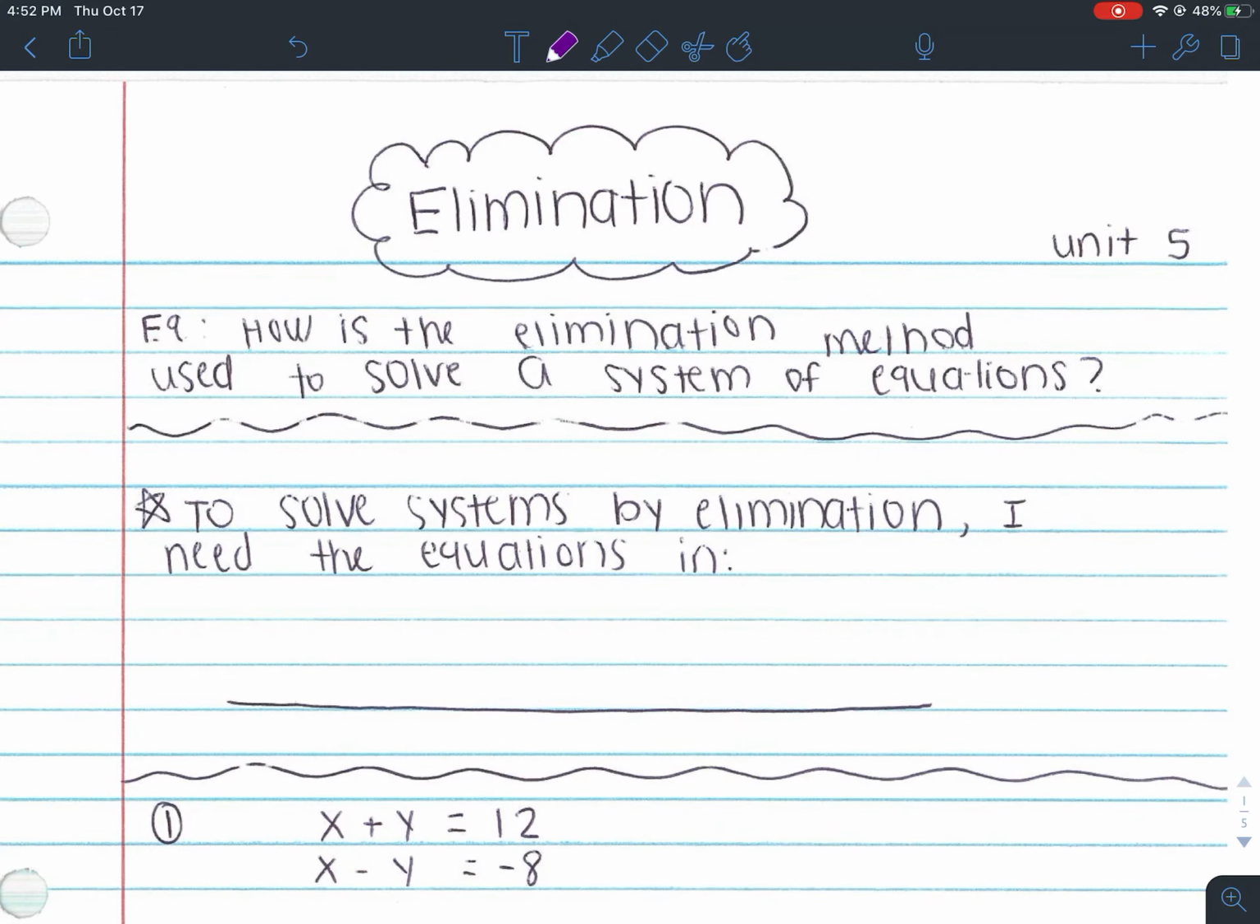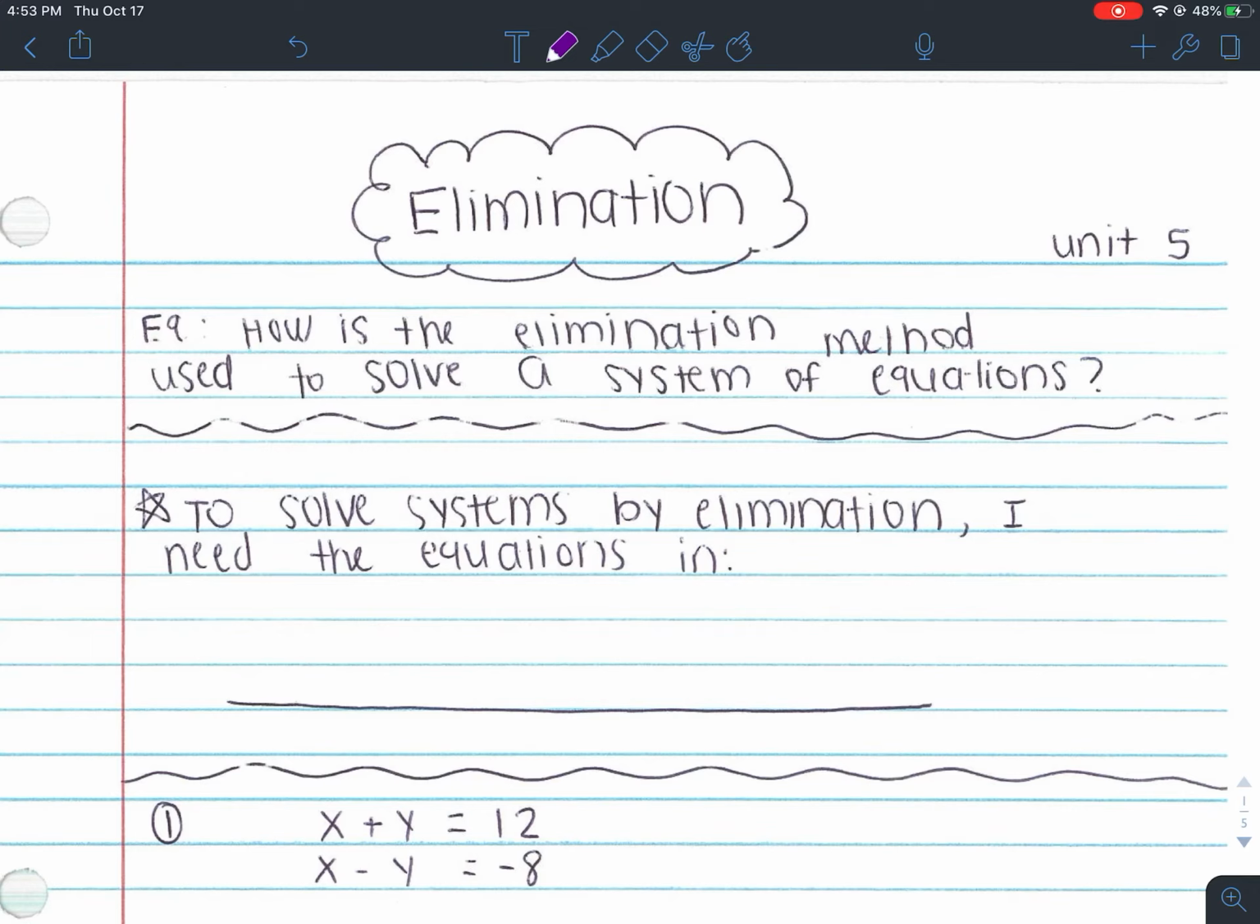All right, so after that little intro, we've talked about solving systems of equations, and that's what Unit 5 has been mostly about. We're solving systems. And systems are when we have more than one equation. So when we have two equations, we call that a system.